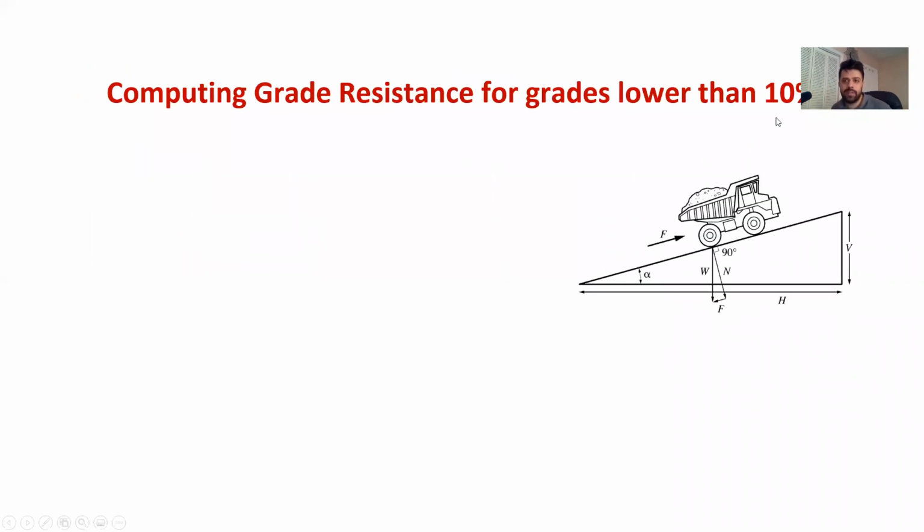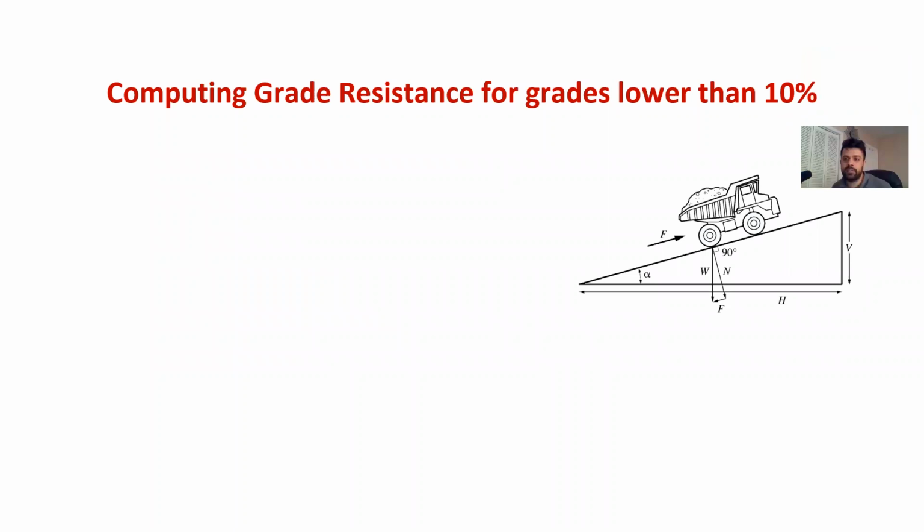We also said that if we have the grade in percent, and if it is less than 10%, we can easily find the grade resistance. Which is usually the case, because we are rarely talking about grades higher than 10% in construction, because we're working with very super heavy equipment. So we don't want high slopes. That's why we keep it less than 10%. And if that's the case, you can easily find the grade resistance.